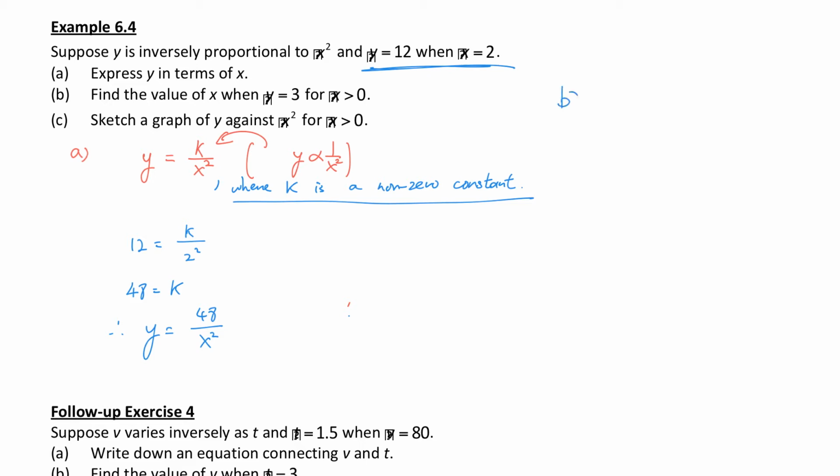Part B. Find the values of x if y is equal to 3. So when y is equal to 3, 3 is equal to, sorry, it's not k, it's 48 over x squared. x squared is equal to 16. So x is equal to, when you take the square root on both sides, remember we have a positive square root or a negative square root. But can you see? For k greater than 0, reject it.